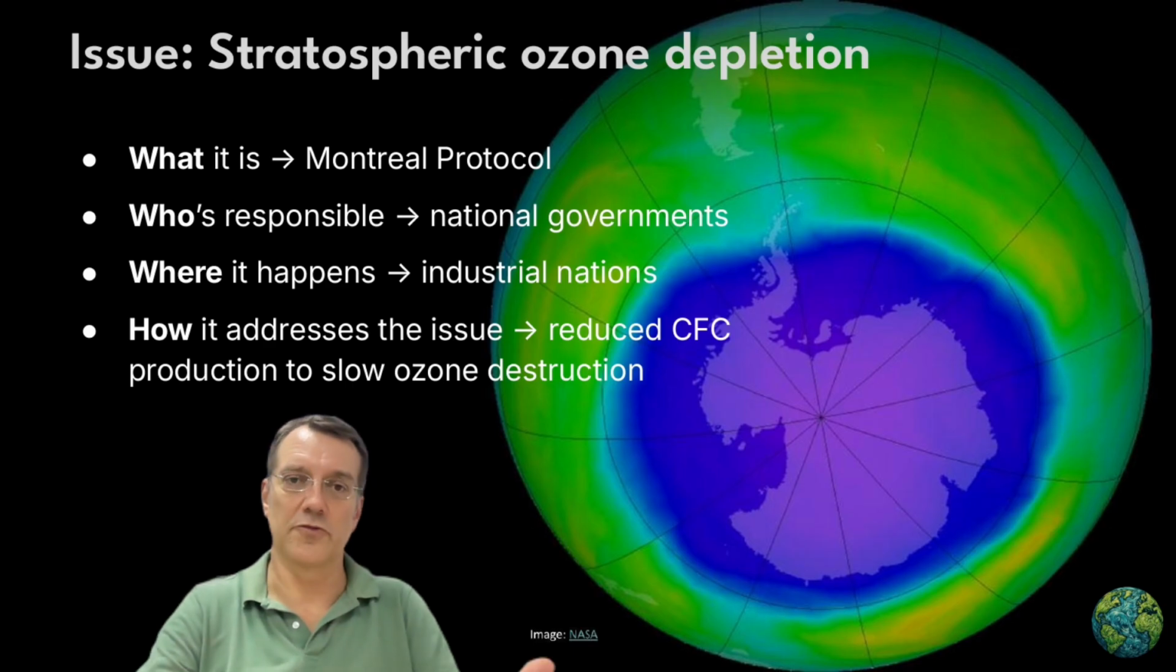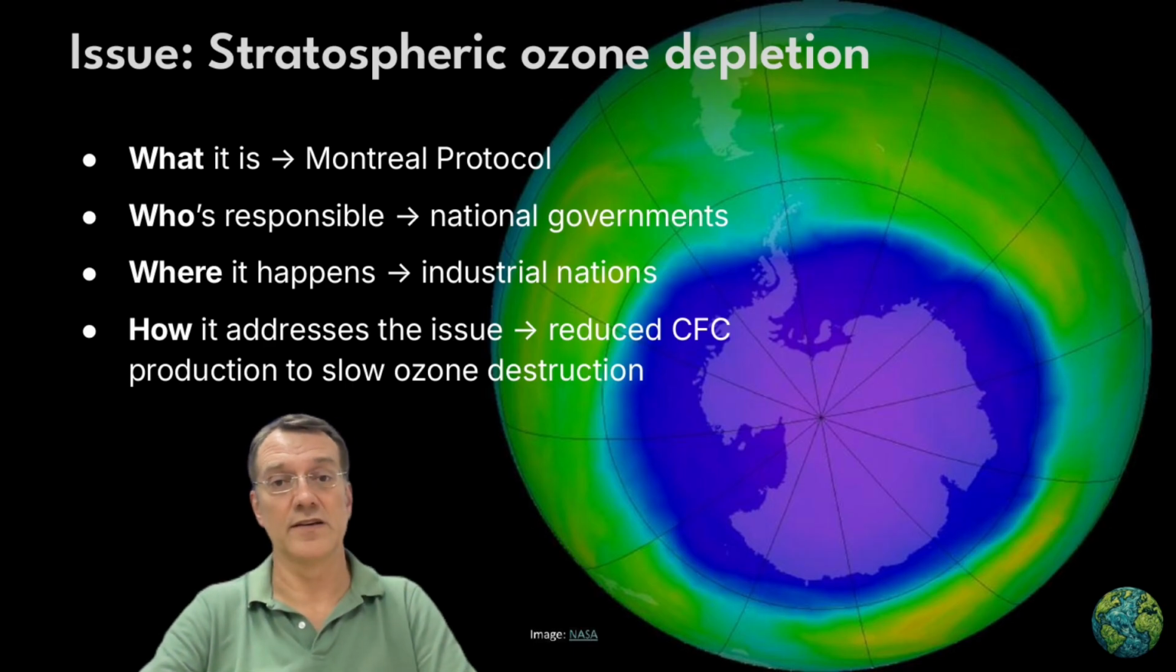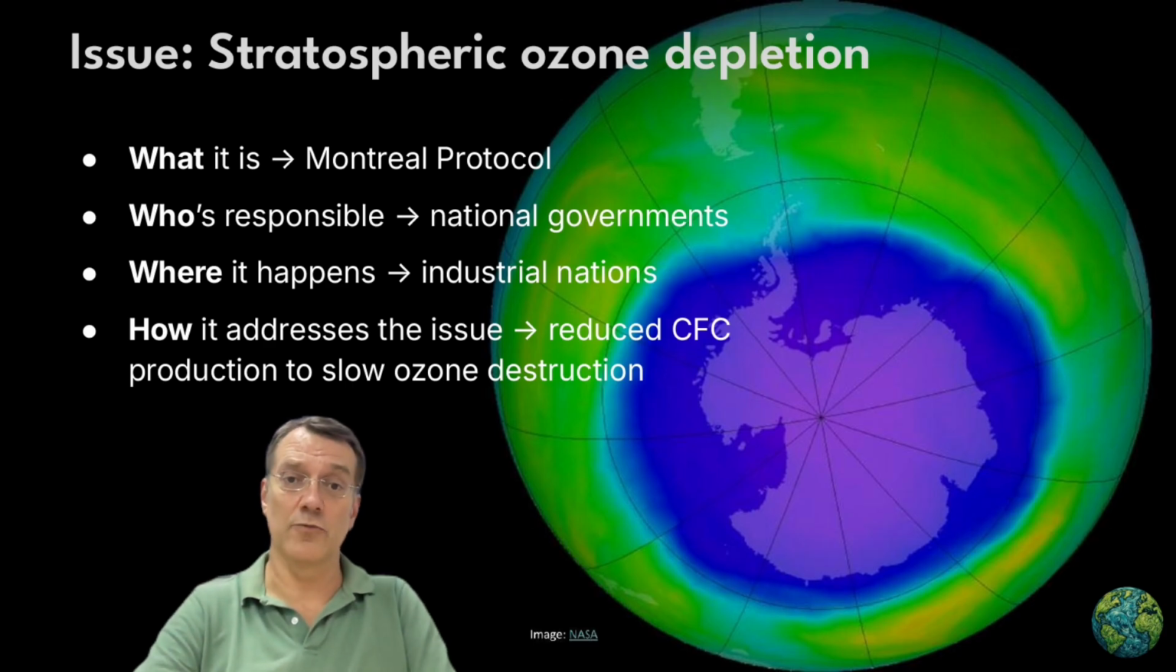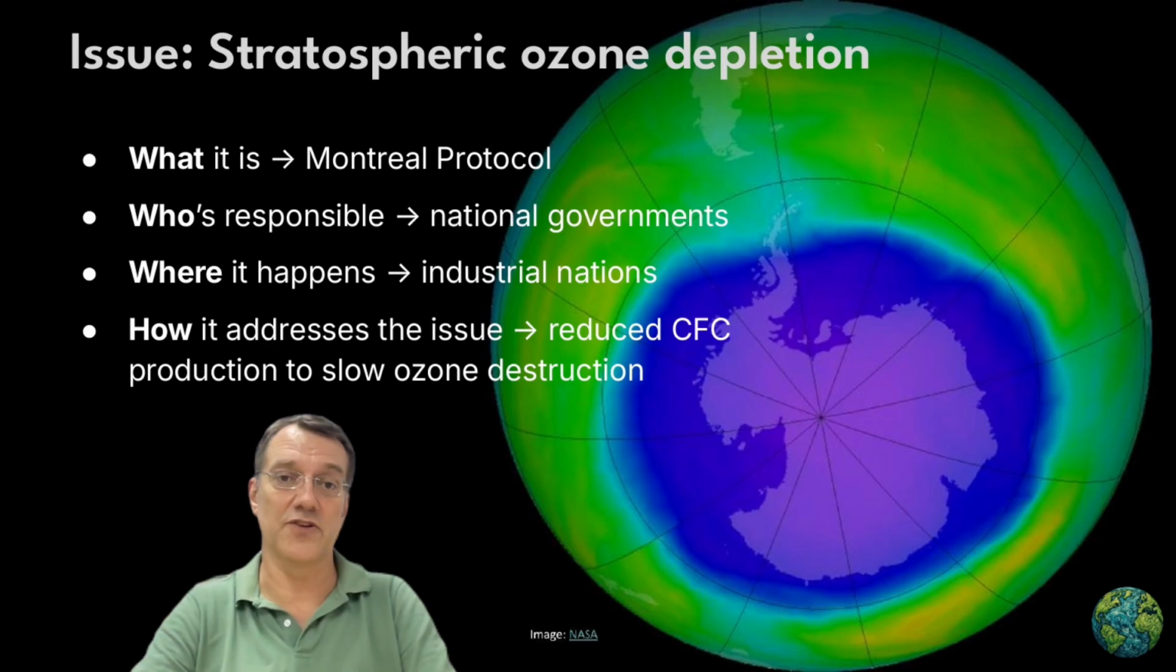What is it? It's the Montreal Protocol. It's an international agreement. Who's responsible for implementing it? National governments are implementing it around the world. Where does it happen? It happens primarily in industrial nations that were producing the harmful chemicals in the first place. And how does it address the issue? Well, the Montreal Protocol reduced the production of CFCs, the chlorofluorocarbons that were destroying the ozone layer.